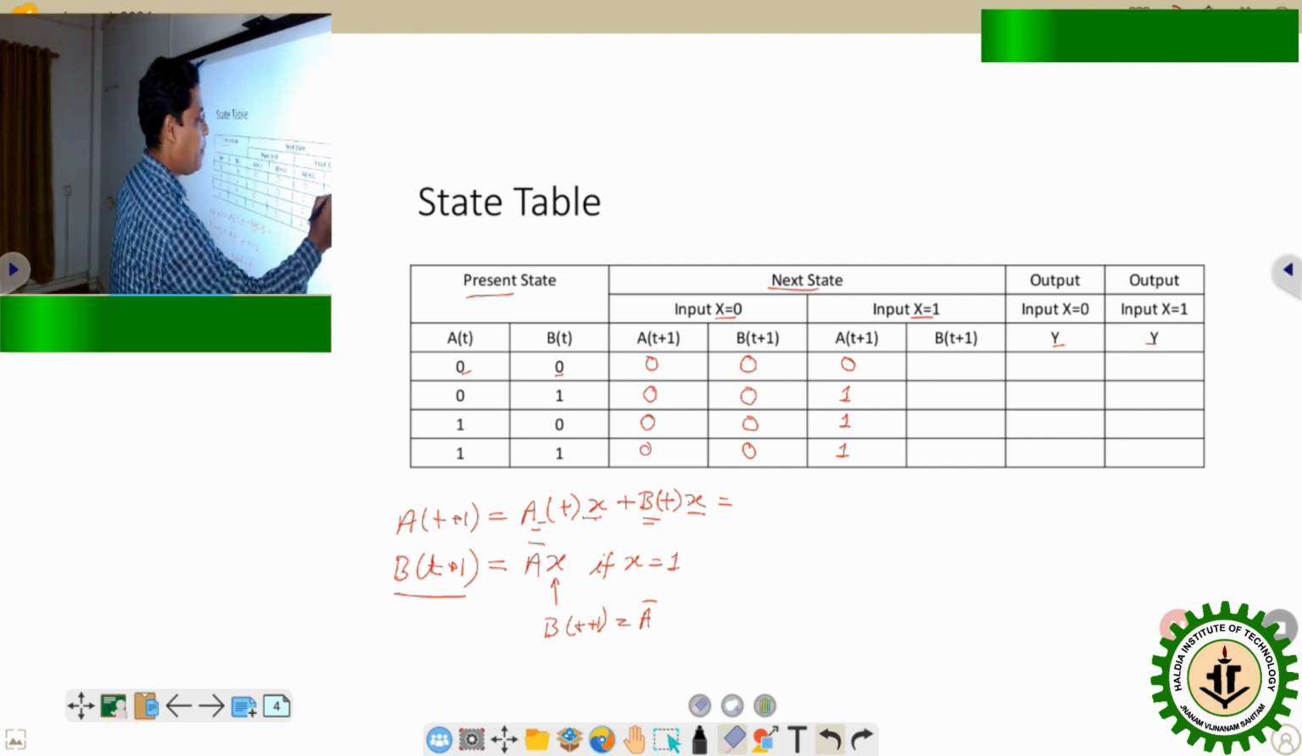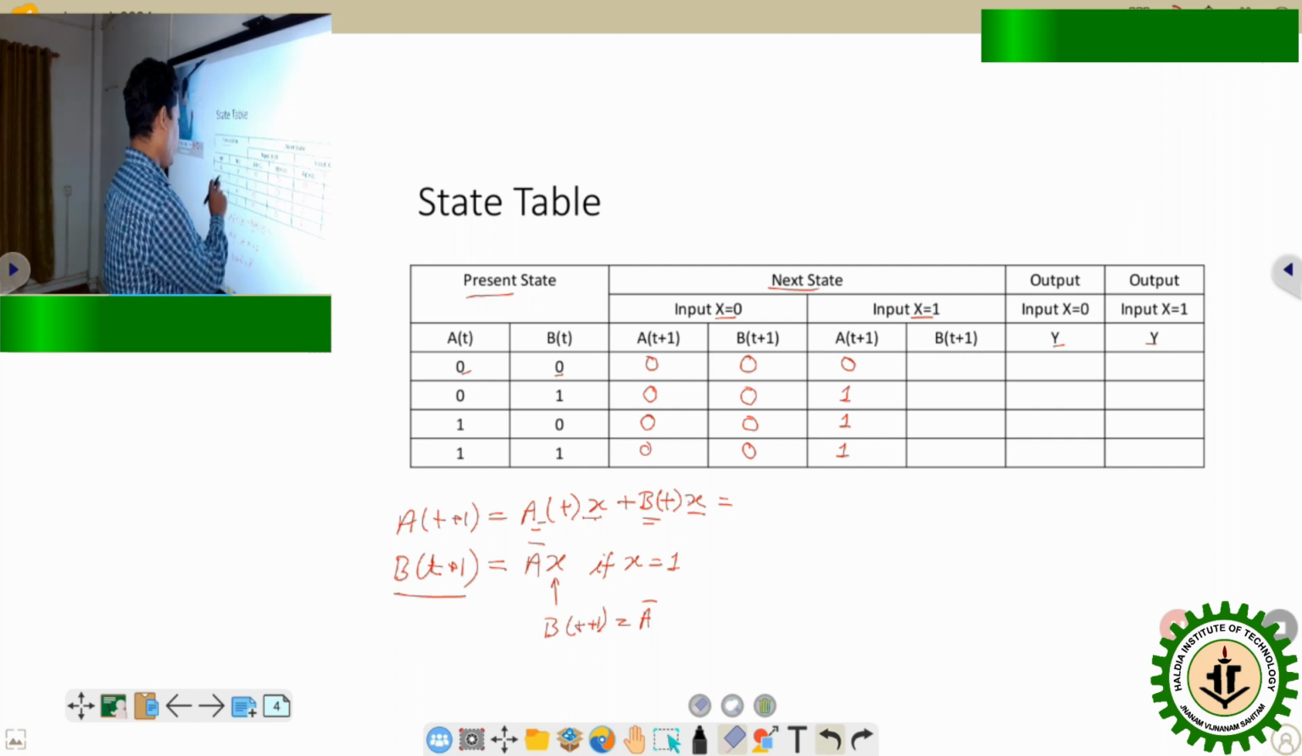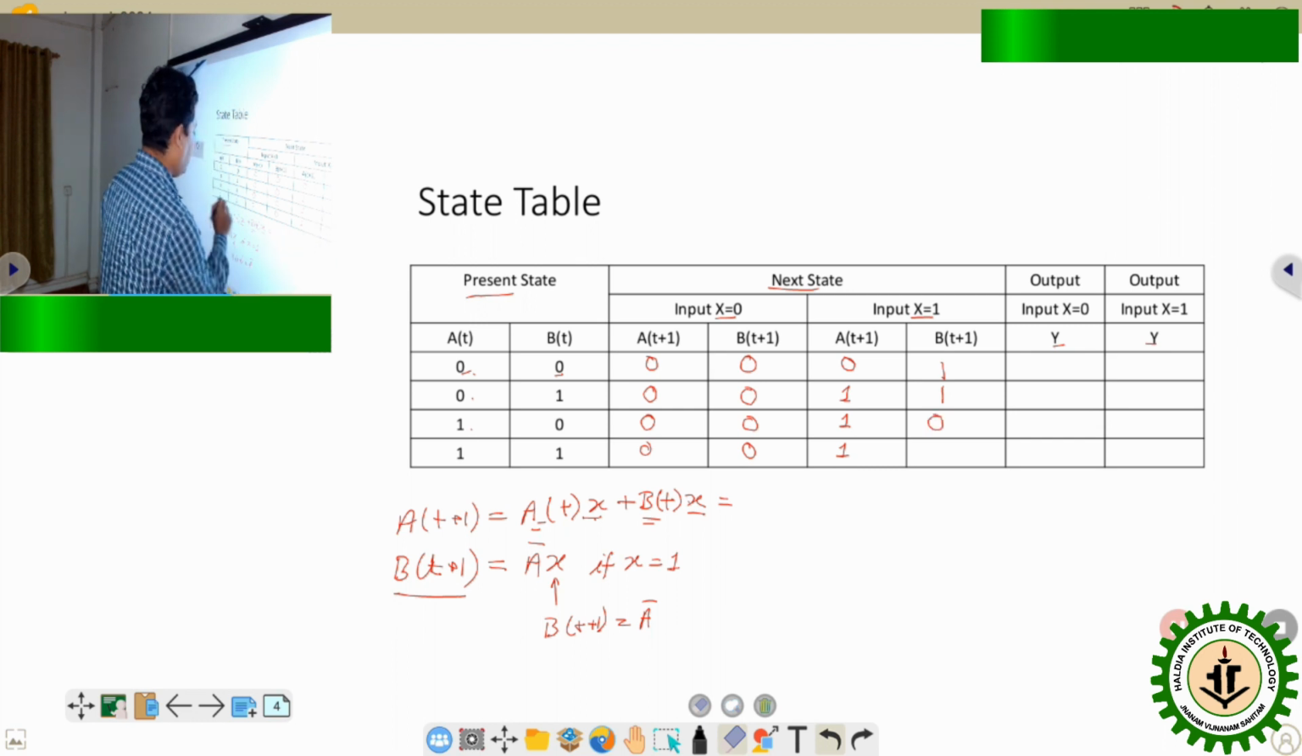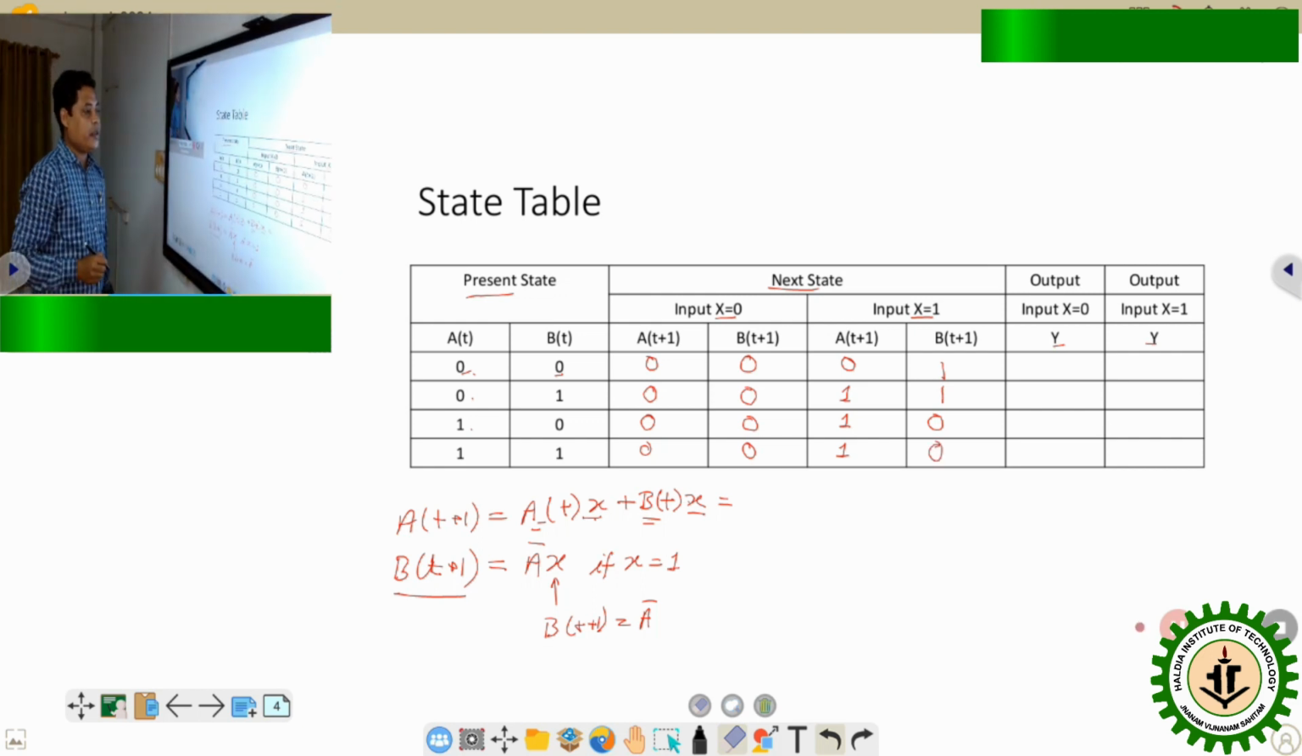So let's write B(t+1). For the first situation A equals 0, so B(t+1) equals 1. Second situation A equals 0, so B(t+1) equals 1. Third situation A equals 1, so B(t+1) equals 0, and similarly for the fourth. So hence we have observed the next state for the different input values x equals 0 and x equals 1.